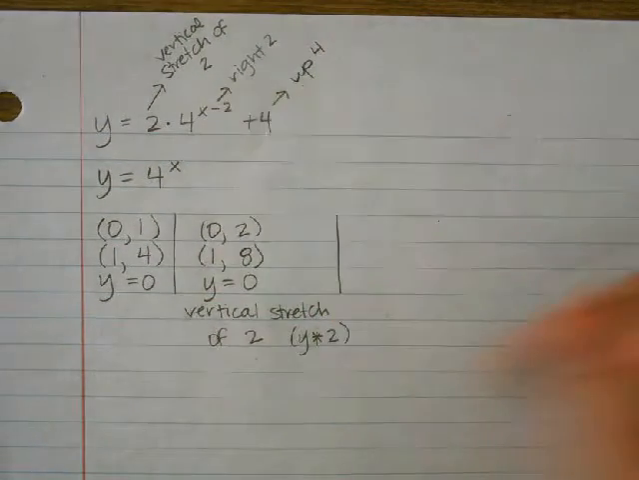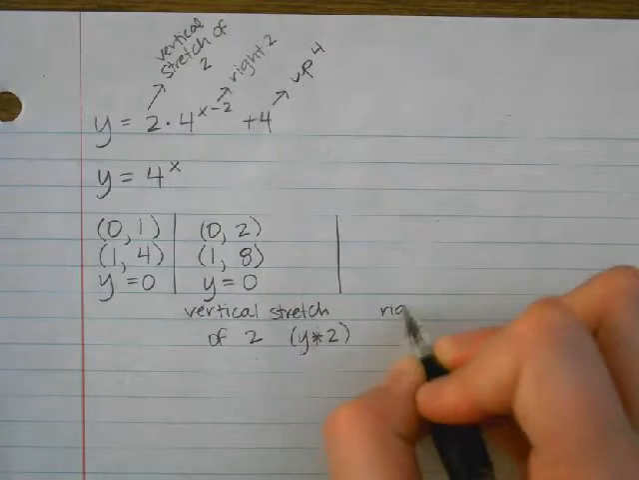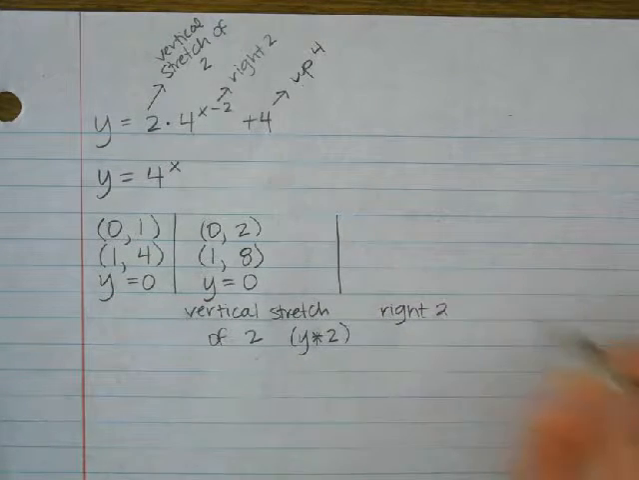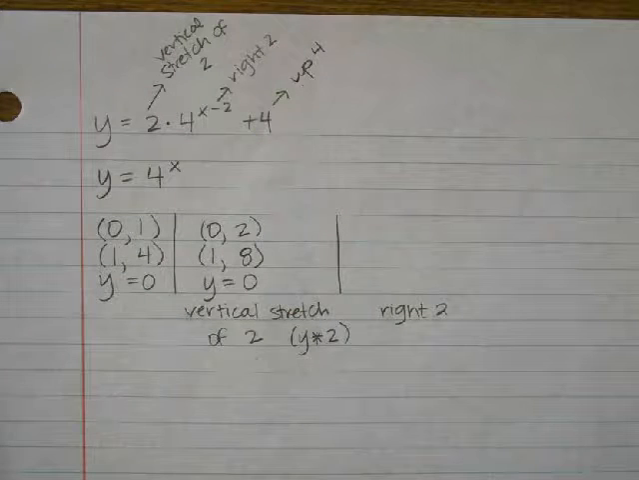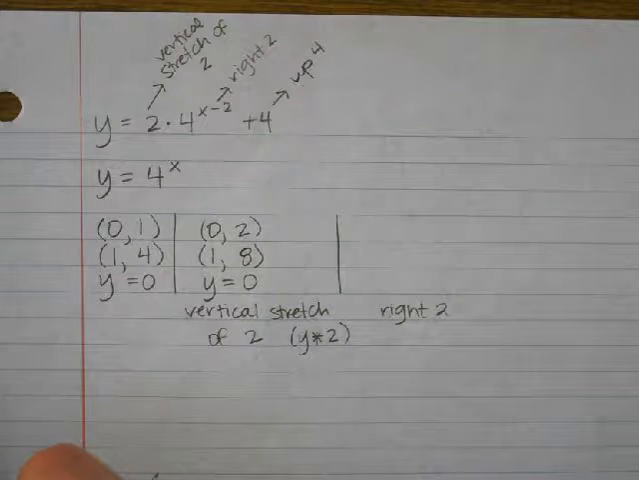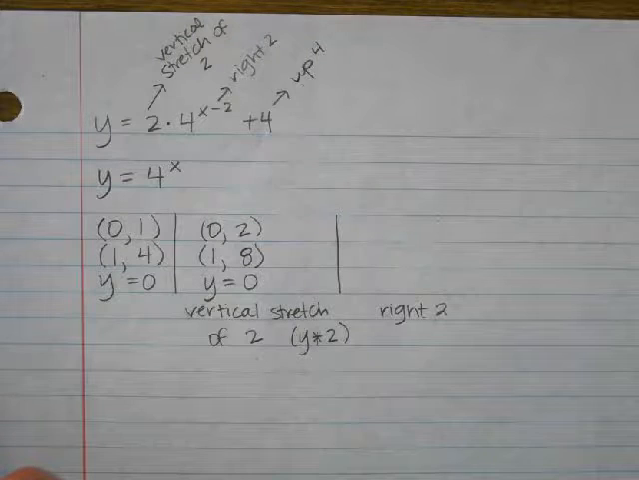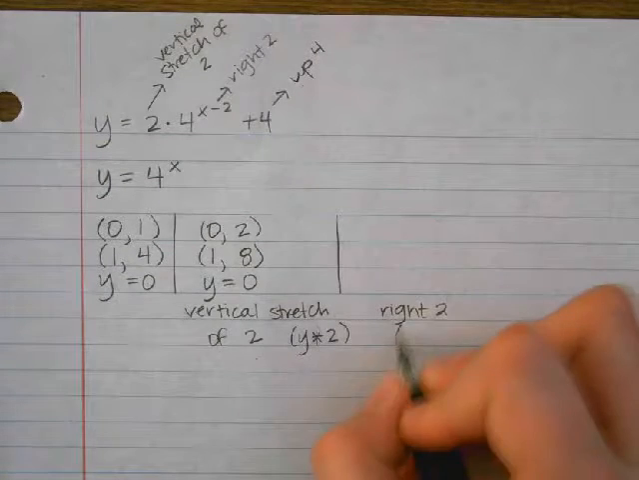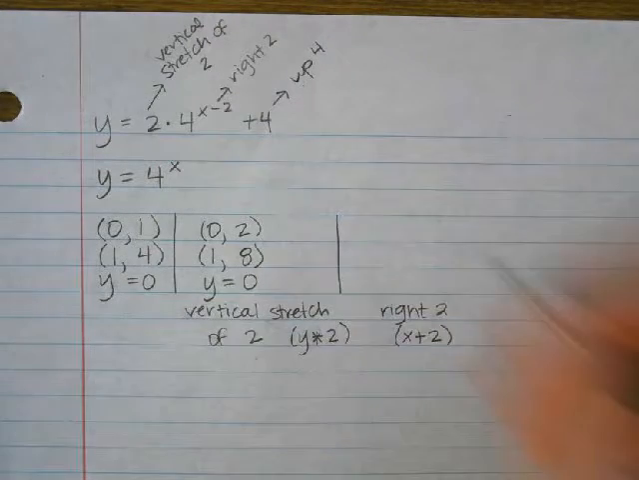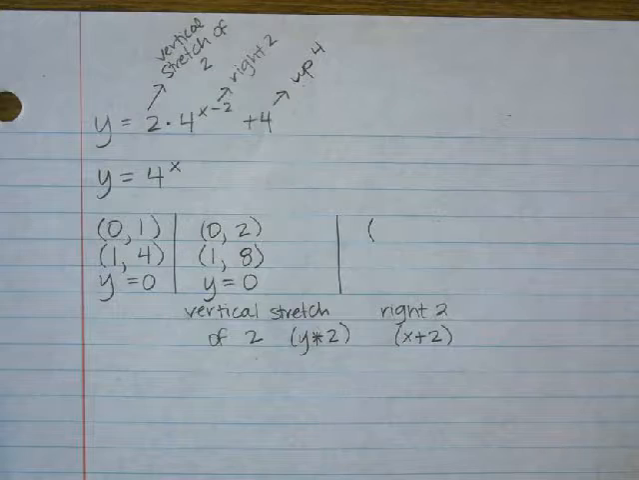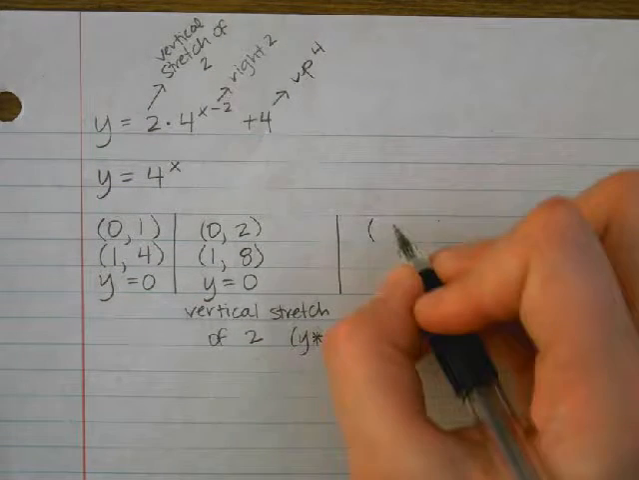My next transformation is moving to the right 2. So if we're moving the graph to the right 2, is that going to affect the x value or the y value? The x value. And how do we take an x value and move it to the right 2? Add 2. So we're going to add 2 to the x values. So our first x coordinate, instead of being 0, should be what? 2. 0 plus 2 is 2.